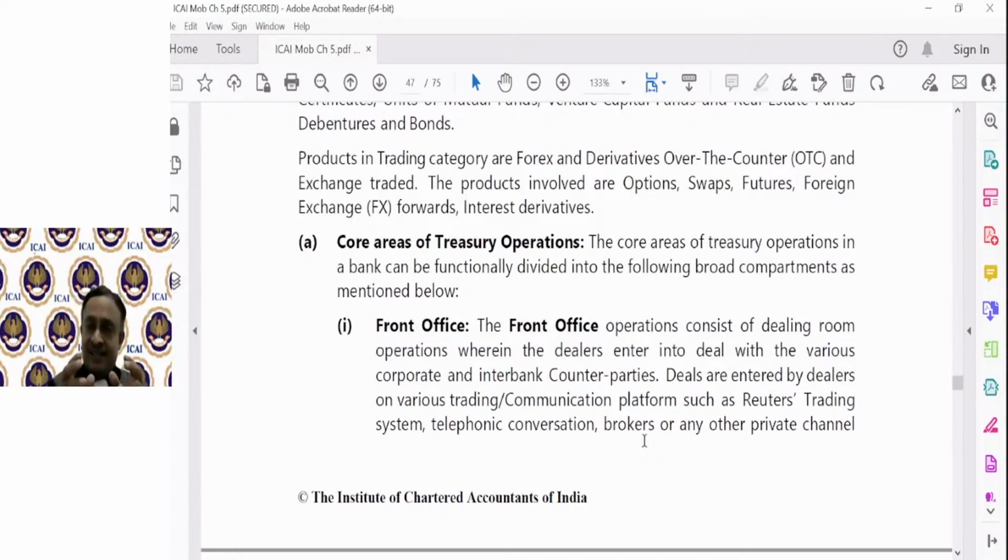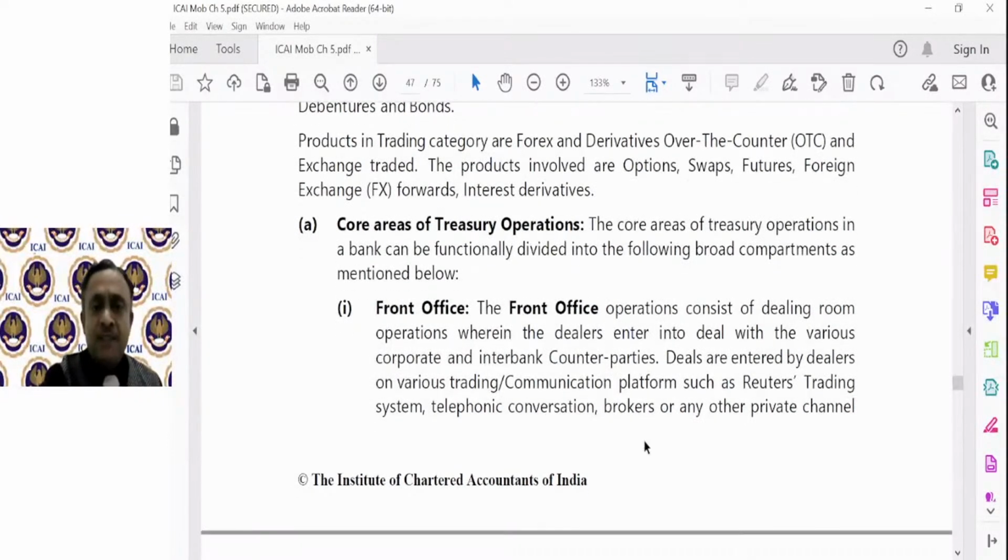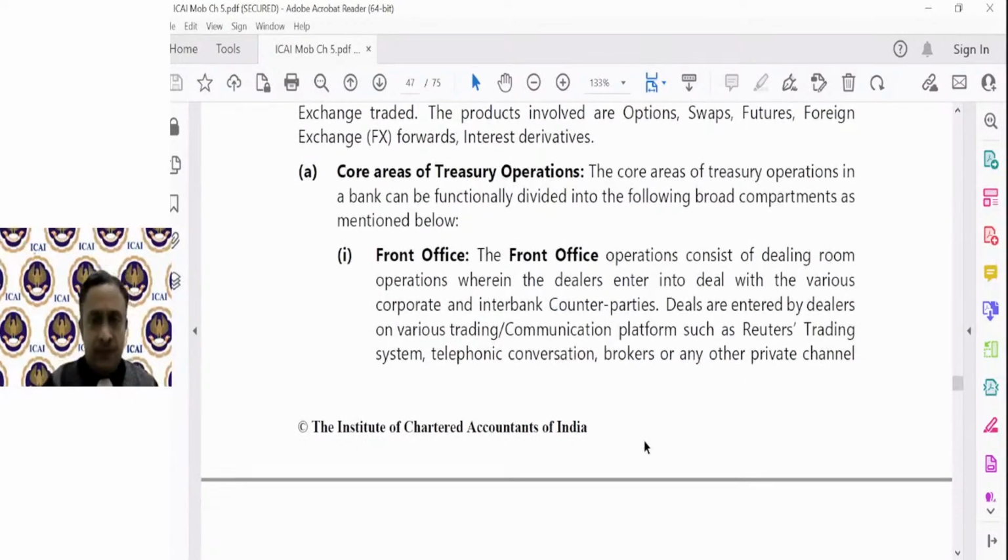Then, now the first core area of treasury operation. Now please understand. Why is this distinction, why is this discussion being brought? Because when you do treasury operation in a bank, you need to configure your core banking system in that manner. So you have the front office. It is also called the dealing room, wherein the dealers enter the deal into various corporate and interbank counterparties.